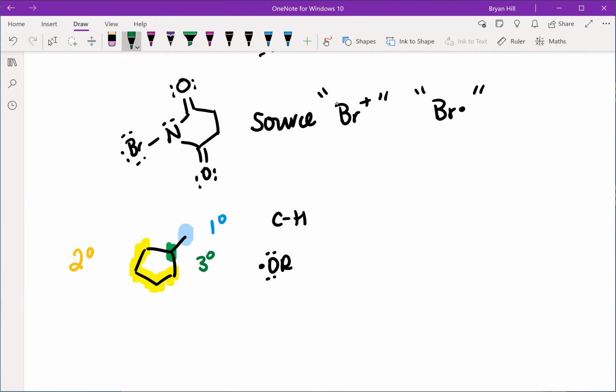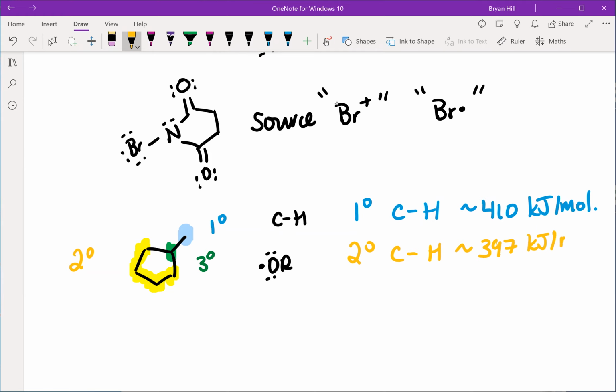So the various carbon hydrogen bond strengths there are basically dependent upon what type of carbon you've got. For primary carbons, a CH bond is approximately 410 kilojoules per mole. For a secondary carbon, the CH bond is approximately 397 kilojoules per mole. And for a tertiary, last time I looked it up, CH is approximately 381. So it's the weakest bond out of the lot, and so it's the one which is preferentially broken.